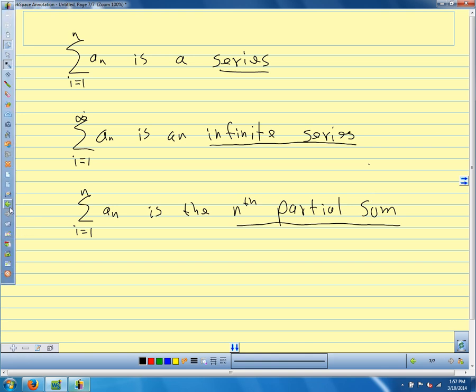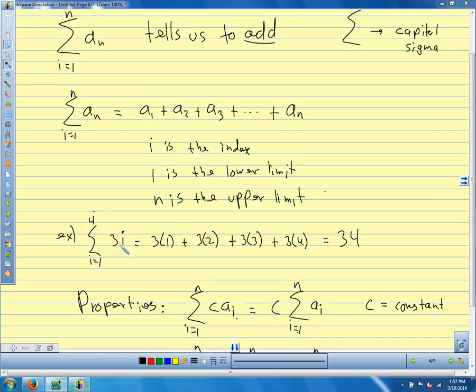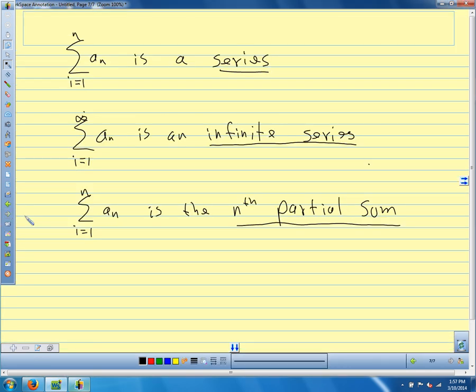So what we did back here, where we added these from i equals 1 to 4, if this were an infinite series, this would be the 4th partial sum of this series, because we added 4 terms. The 10th partial sum would be adding 10 terms. The 100th partial sum would be adding 100 terms, and so on.